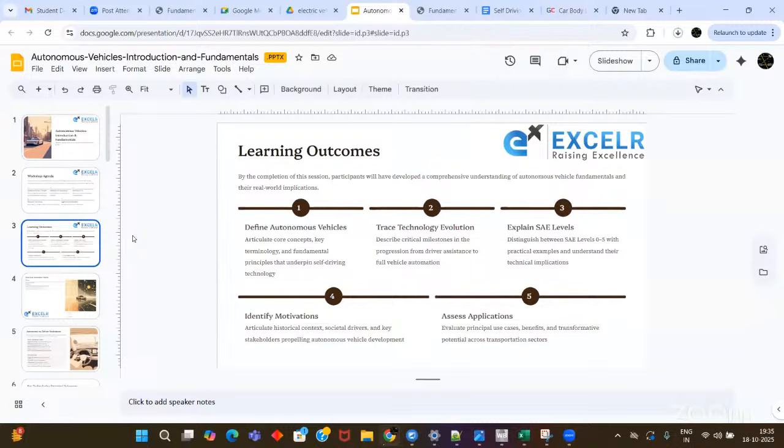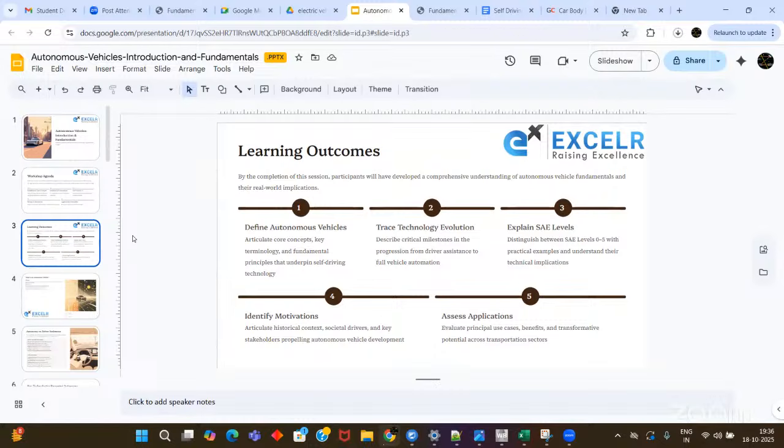Now comes the learning outcomes. What are the learning outcomes that we'll be discussing? By the completion of this session, participants will have a comprehensive understanding of autonomous vehicles, their fundamentals, and their real world implications. We'll be discussing the definition of autonomous vehicles by articulating core concepts, key terminologies, and fundamental principles that underpin self-driving technology.